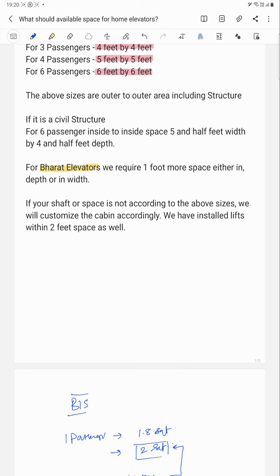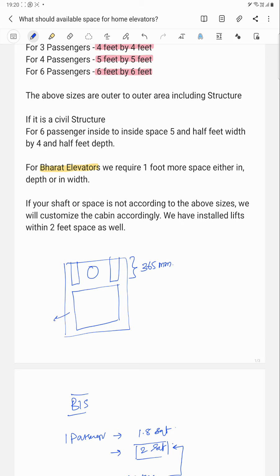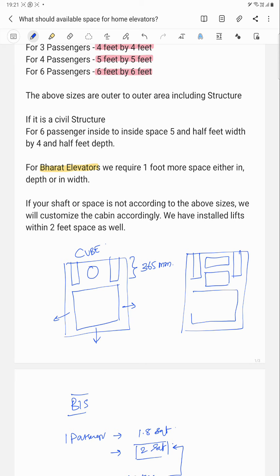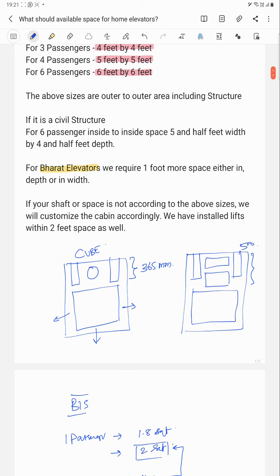Suppose there is a lift internal shaft, if we are installing the cylinder to the back side, in a Cube elevator you have the entire equipment to the back side, which occupies 365 mm, and then we need to leave running clearances on all 3 sides. If it is a Bharat elevator, we need a little bit more space. Instead of 365, it will be about 500 mm.